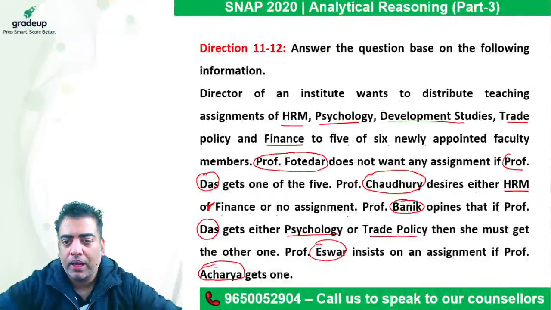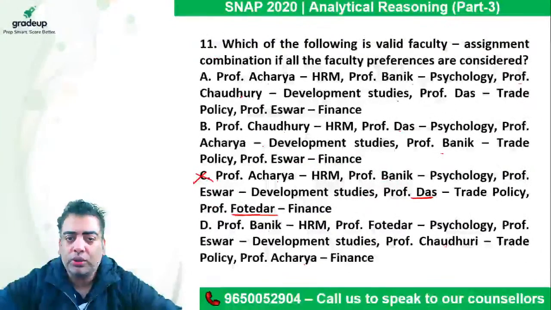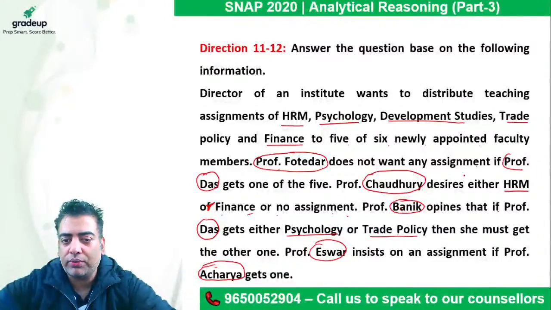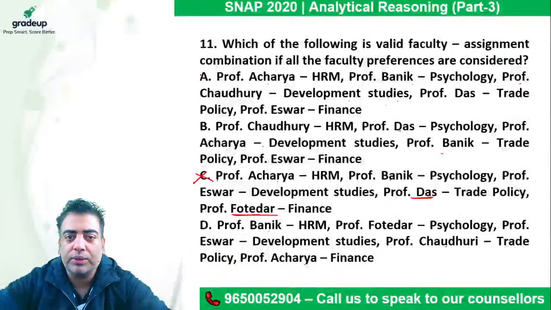Let's have a look at a second statement, which says Professor Chaudhary desires either HRM or finance or no assignment. Now let's focus on Professor Chaudhary. So here Professor Chaudhary is getting development studies, but we are given that Professor Chaudhary wants either HRM or finance or no assignment, which means option A is ruled out.